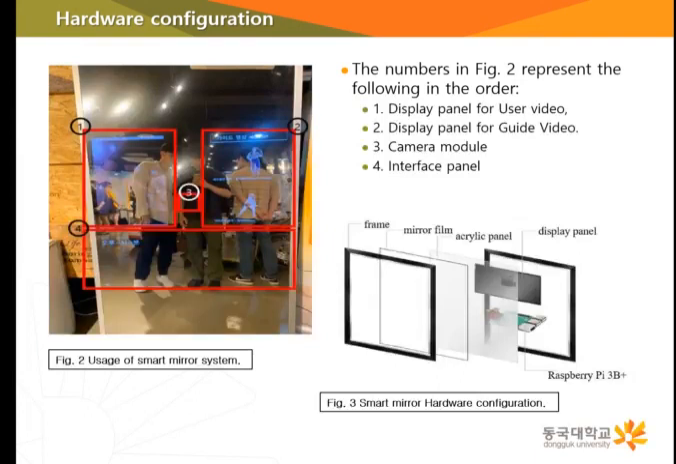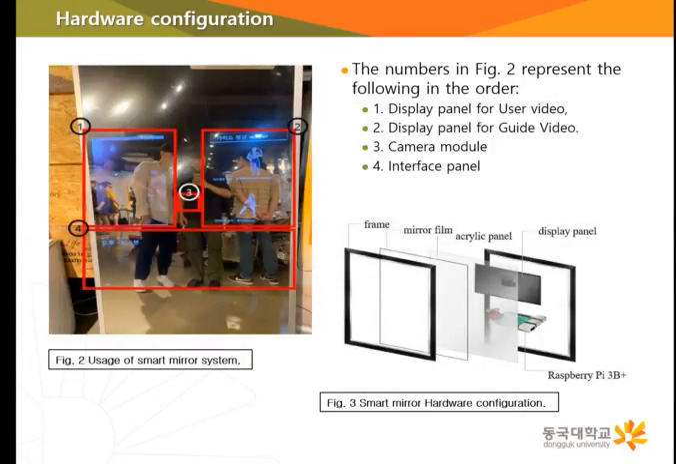So let's look at the hardware configuration. If you look at the picture on the left, it shows the following elements from number 1 to number 4 in order. The first number represents the display panel for user video. The second number represents the display panel for guide video. The third number represents the camera module. The fourth number represents the interface panel.